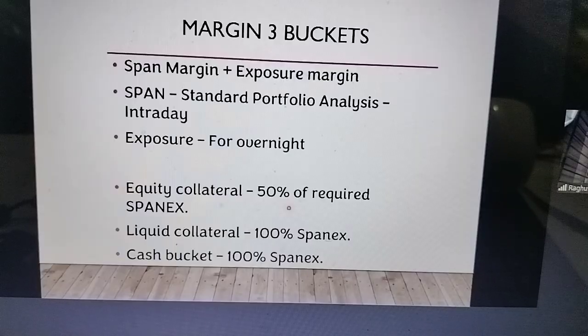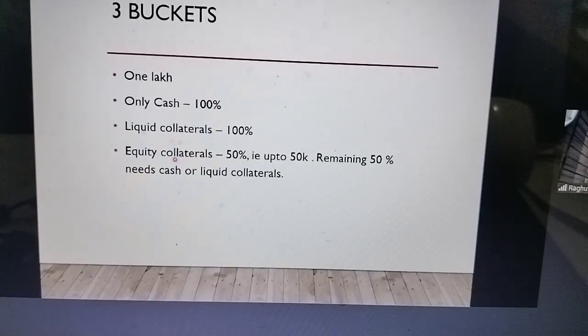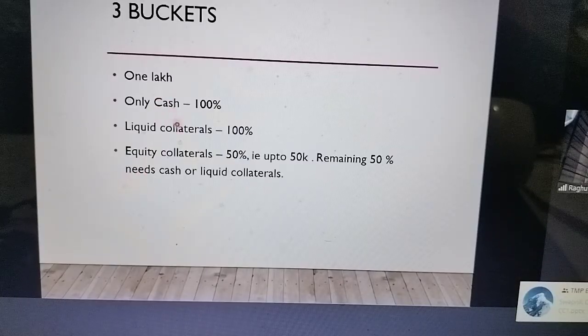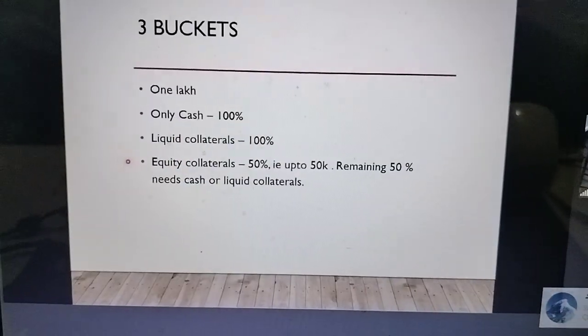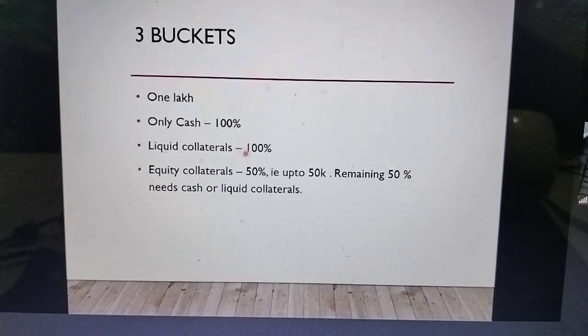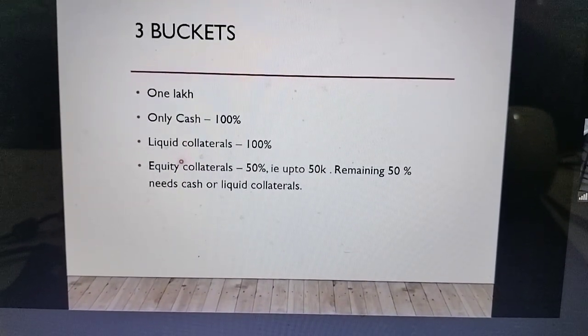That is, only 50,000 you can use from the equity collateral, and the rest you have to give from liquid collateral. If 1 lakh is the margin required, then up to 50K we can provide through equity collaterals. The remaining 50% has to be provided either by cash or liquid collaterals. So cash, liquid collaterals and equity collaterals are called the three buckets in margin.